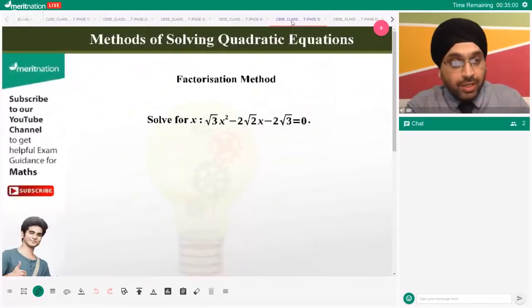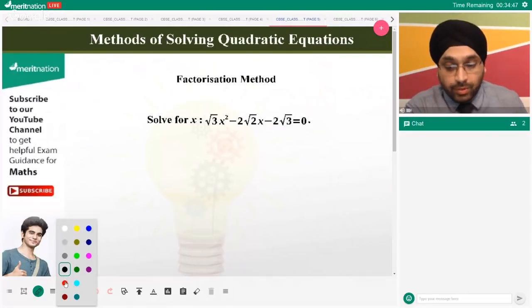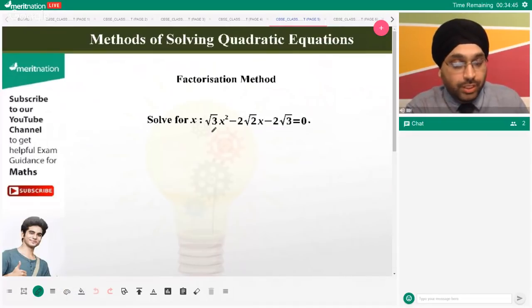Now, guys, let's discuss methods of solving a quadratic equation. First of all, we'll discuss the method known as the factorization method. I hope you are well aware of this method. Generally, this method is known as splitting the middle term. So let's do one question so that you can have clarity. See, the question is root 3 x square minus 2 root 2 x minus 2 root 3.